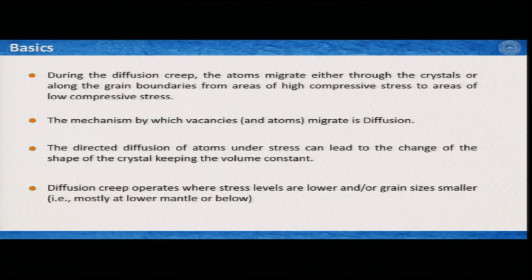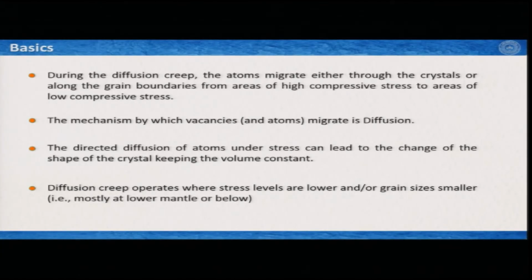And therefore, when the atoms move from one end to other end, the vacancies also move from the other end to one end in the opposite side. You have learnt it when you have learnt the crystal defects. So, the mechanisms by which the vacancies and at the same time the atoms migrate is known as diffusion. Now, the directed diffusion of atoms under stress, that means all the atoms, if they are moving to a particular direction and the vacancies to the opposite direction, then this can lead to the change of the shape of the crystal where the volume remains constant.